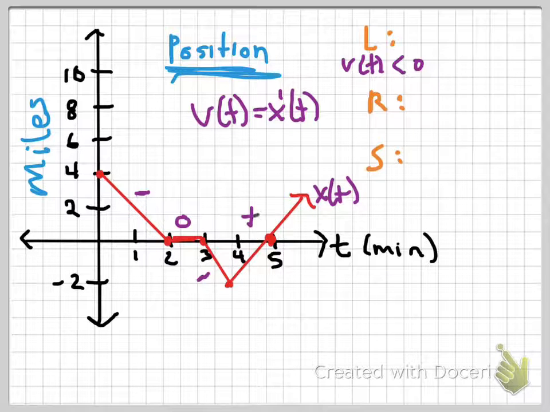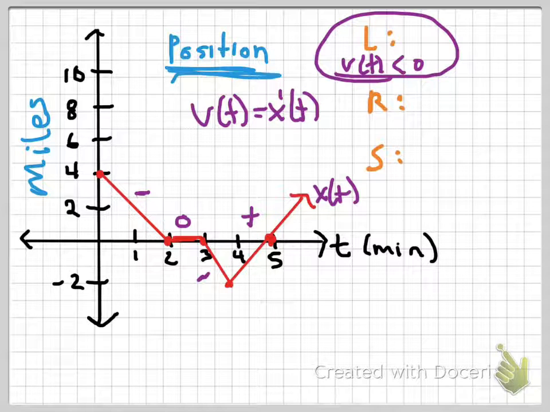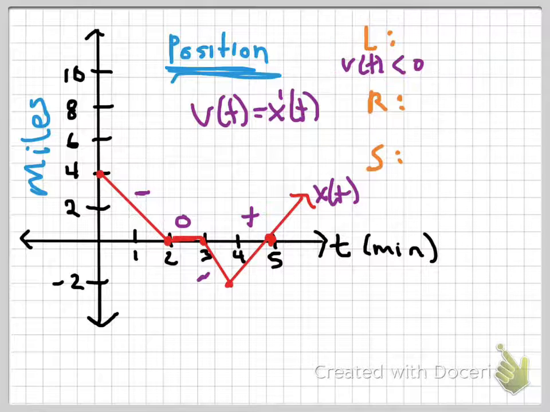So positive slope. So the question was, when is this object moving to the left? When is the velocity negative? And I'm seeing from 1 to 2, this portion right here, and from 3 to 4, this portion right here. So 2 sections. So that's how I'm going to write my answer. I'm going to say that the object goes left from 0 to 2, and I'm also going to say from 3 to 4.